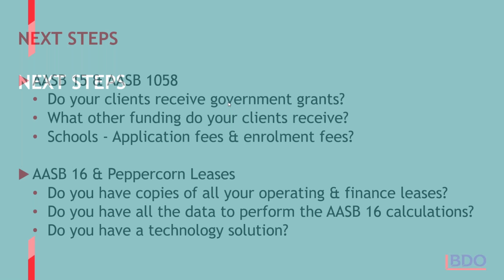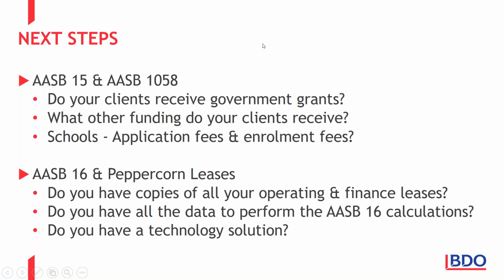If we look at the next steps, if you look at AASB 15 and AASB 1058, I would ask you, do you or your clients receive government grants? What other funding do you or your clients receive? And have you looked at those funding arrangements, government grants, to make sure you've determined whether AASB 15 or AASB 1058 should be applied in the first instance, and then how it should be applied?